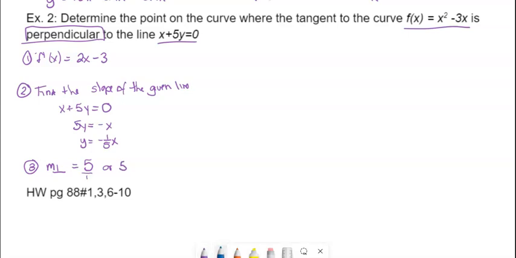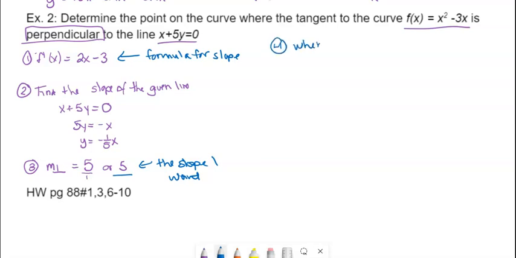Now that I know what slope I want, so this is the slope I want. This is my formula for the slope. So now I want to know when these two things are equal. So my next step is to say, well, when is the function of the slope, or the derivative, equal to 5? So when is 2x minus 3 equal to 5? And so I know that's happening when x equals 4.